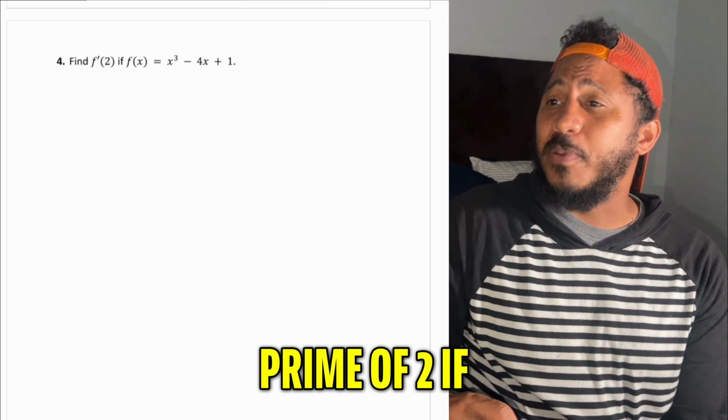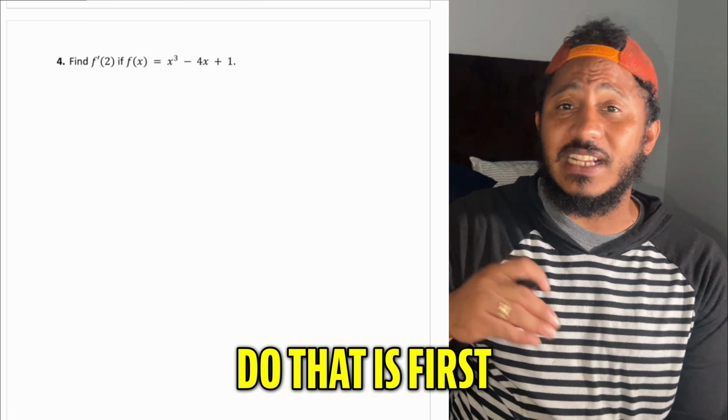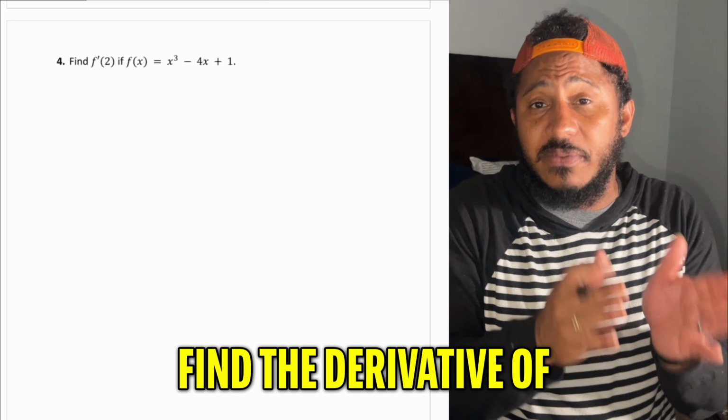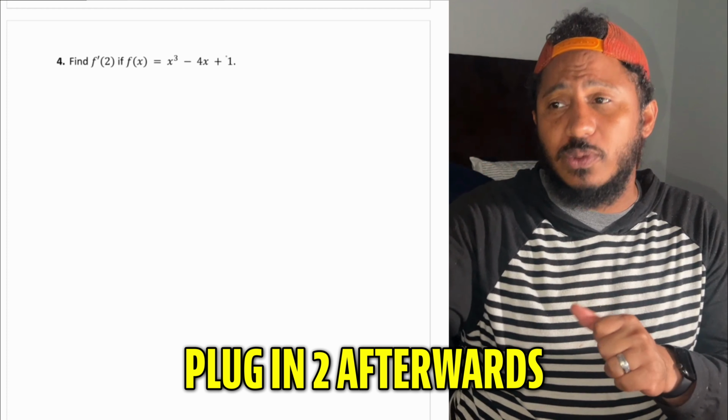It says find f prime of 2 if f of x equals x cubed minus 4x plus 1. So how we're going to do that is first find f prime of x, find the derivative of f with respect to x, then plug in 2 at the end, plug in 2 afterwards, okay?